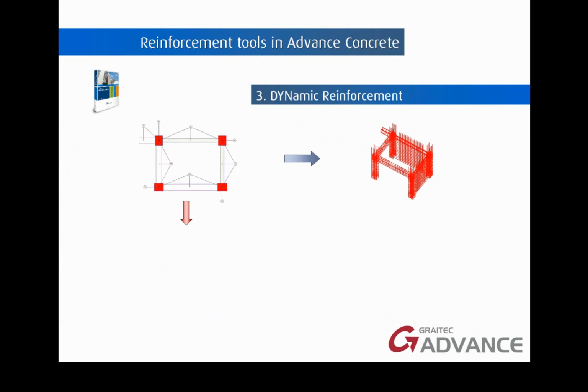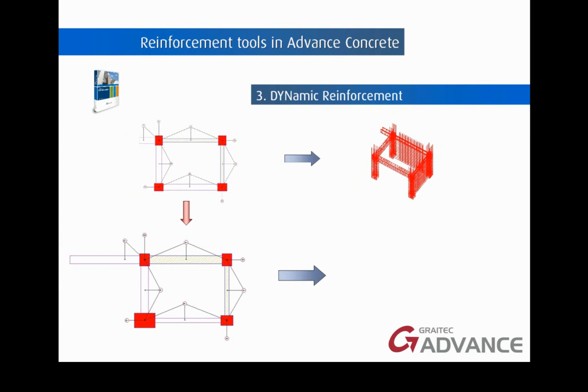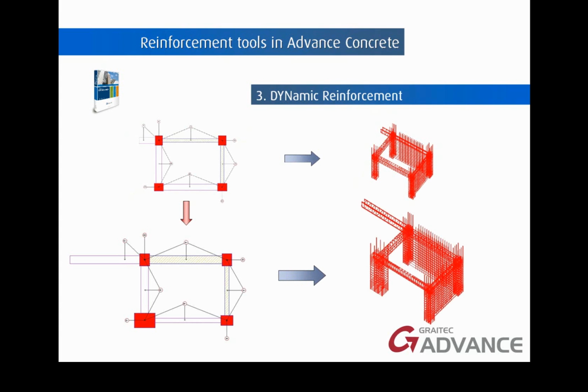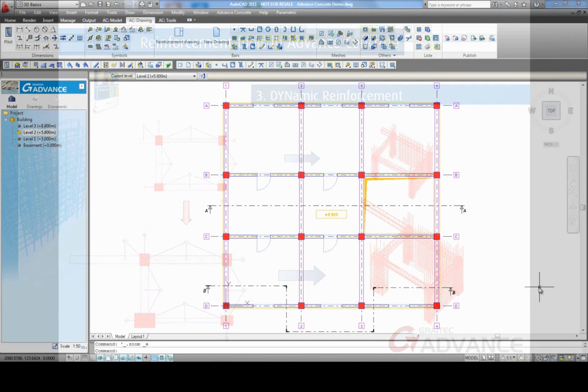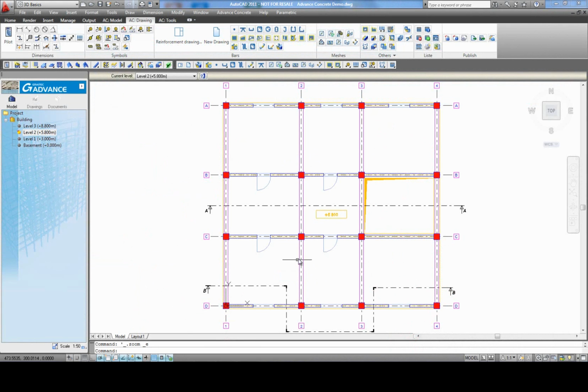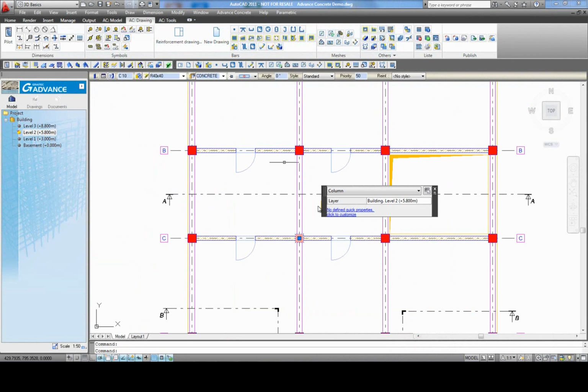Using Advanced Concrete dynamic reinforcement, the elements from a detail can be saved and then applied to other groups of similar elements of different dimensions after modifying the key parameters. After creating the formwork plans, we will exemplify the main ways of reinforcing concrete elements.